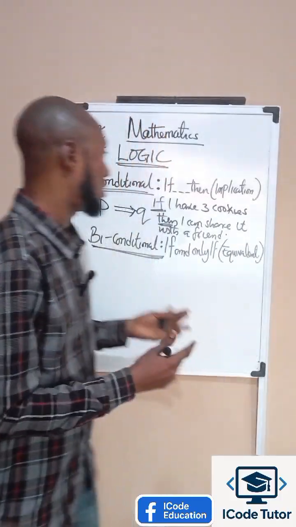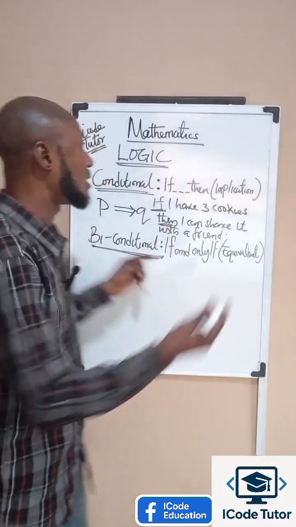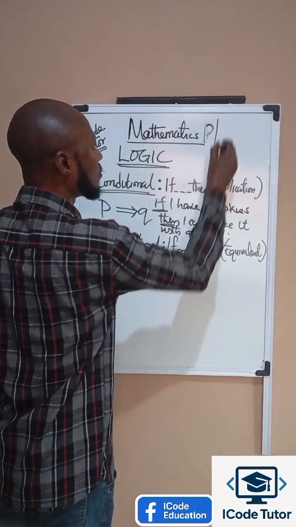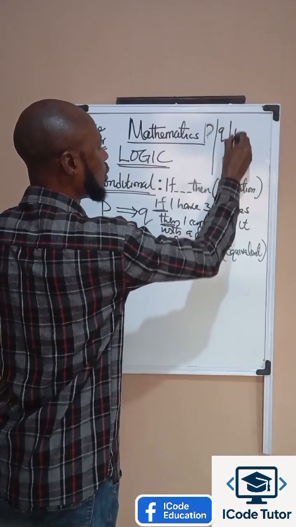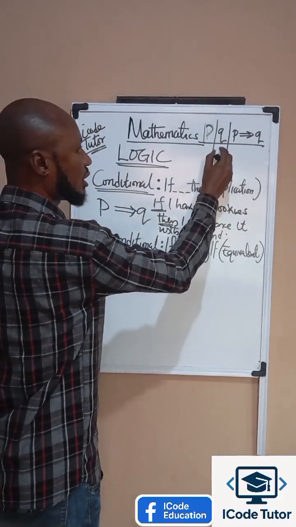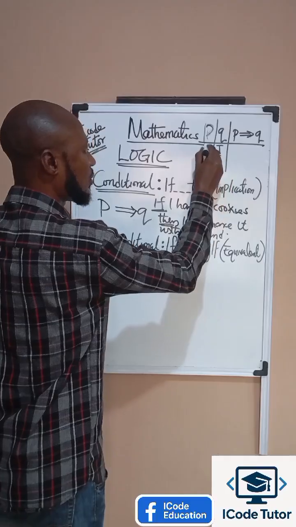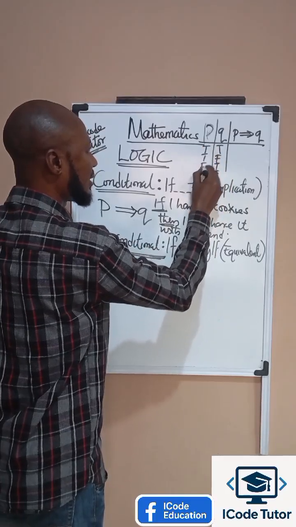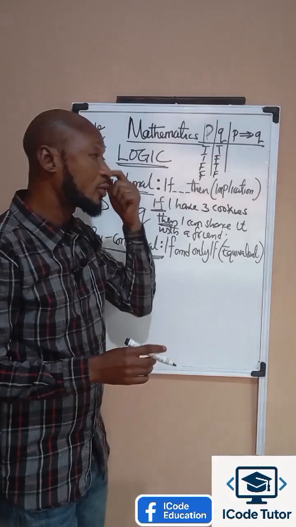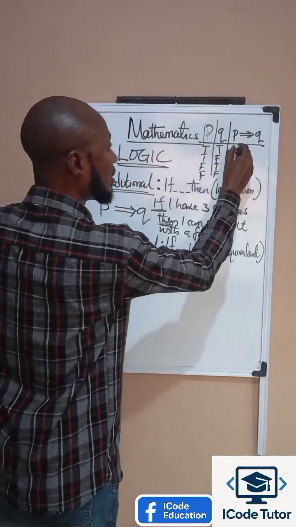Now, the logical representation of P implies Q is in a truth table. Let's say you have P, you have Q, and you have P implies Q. The normal representation of P is T, F, T, F, while Q is T, T, F, F. In terms of implication, when both are true, T, T must be true.